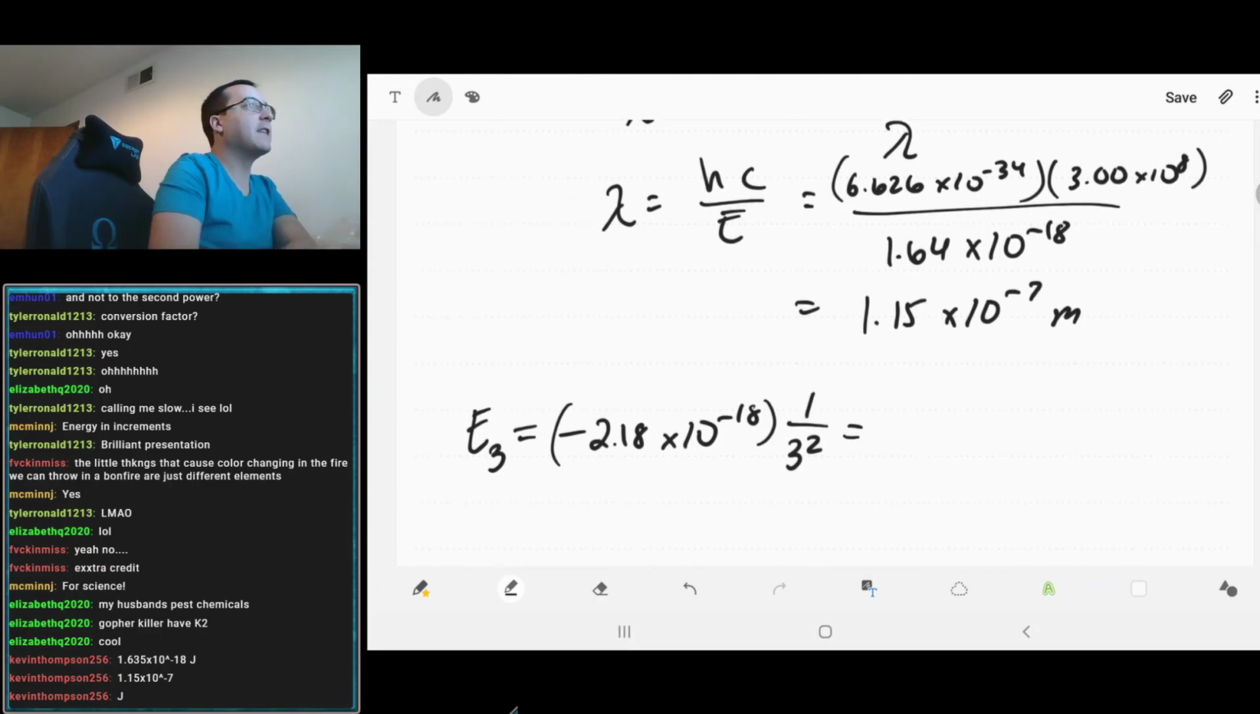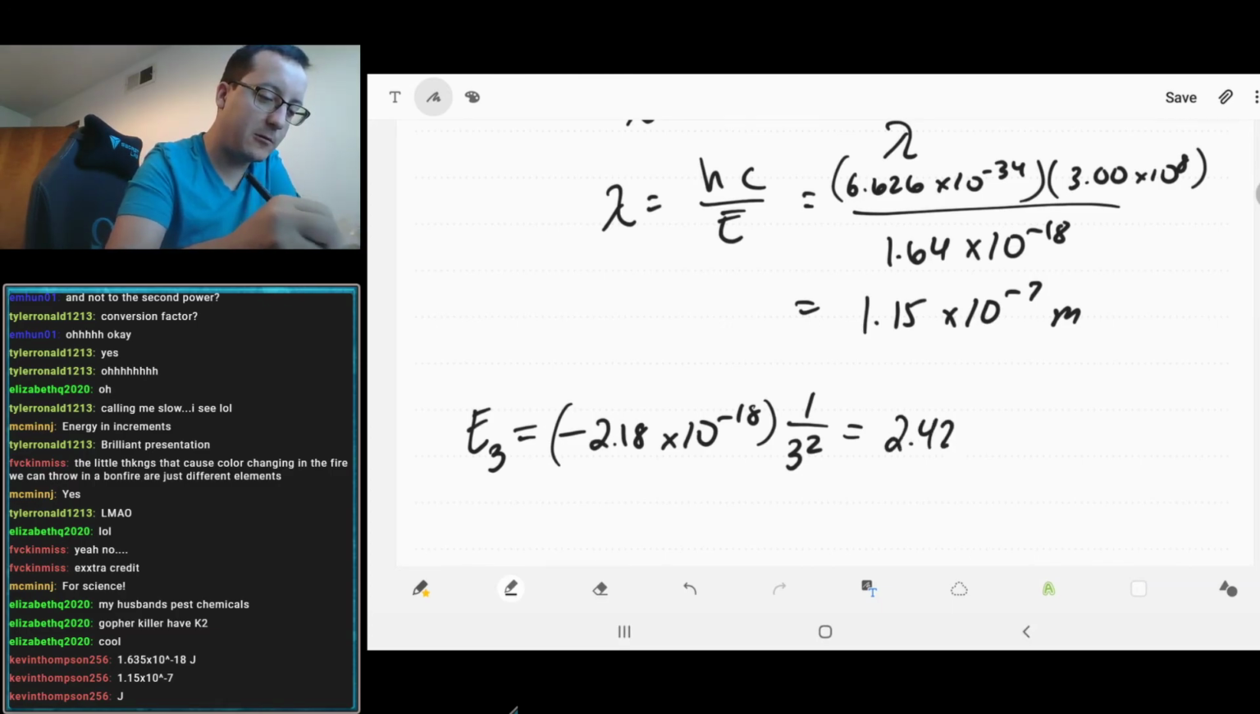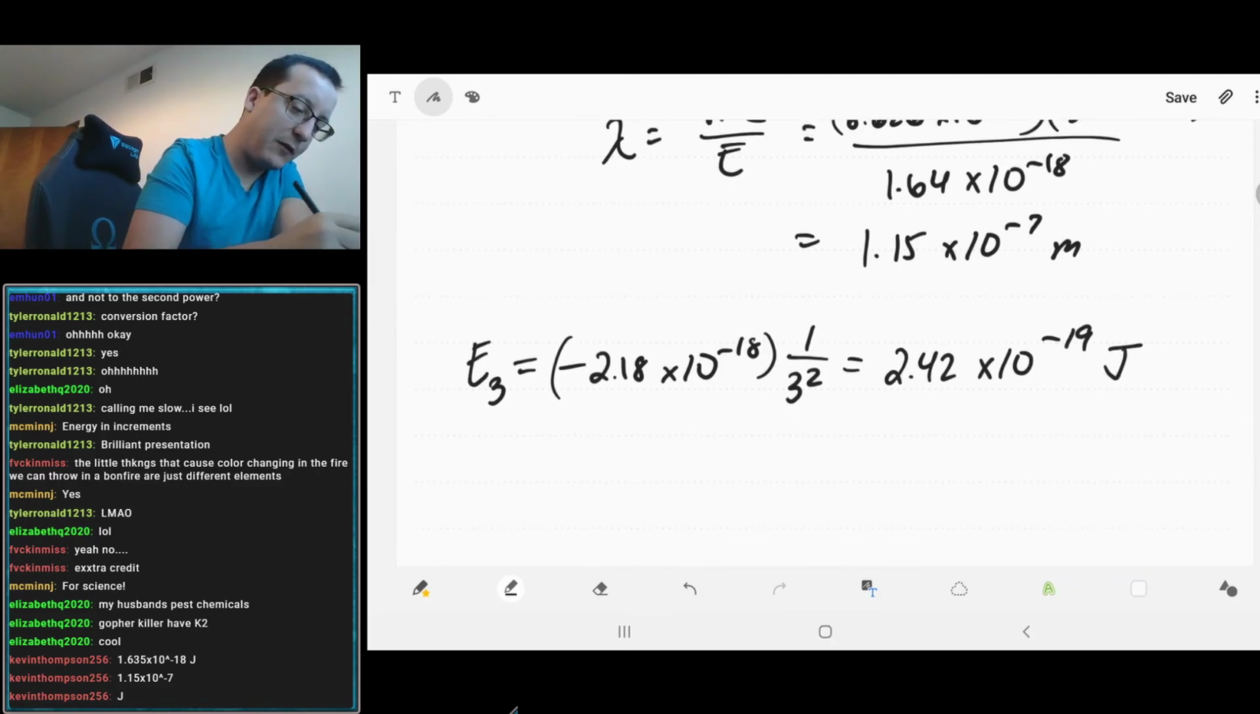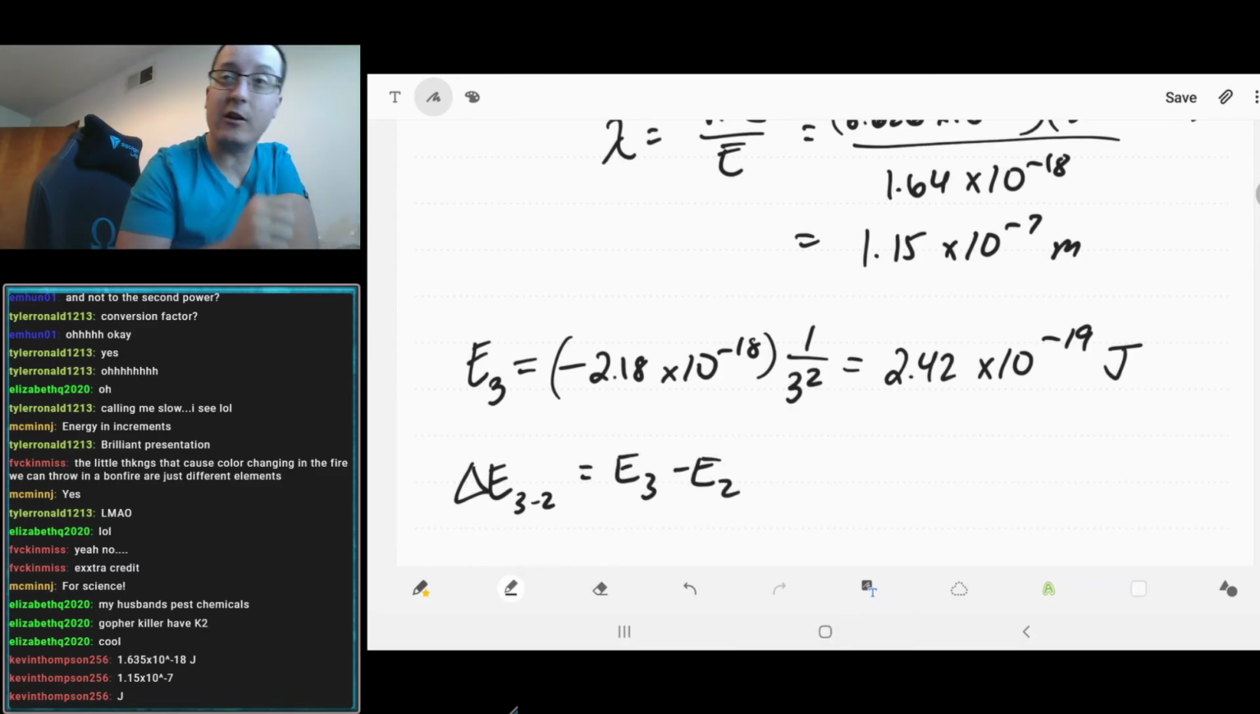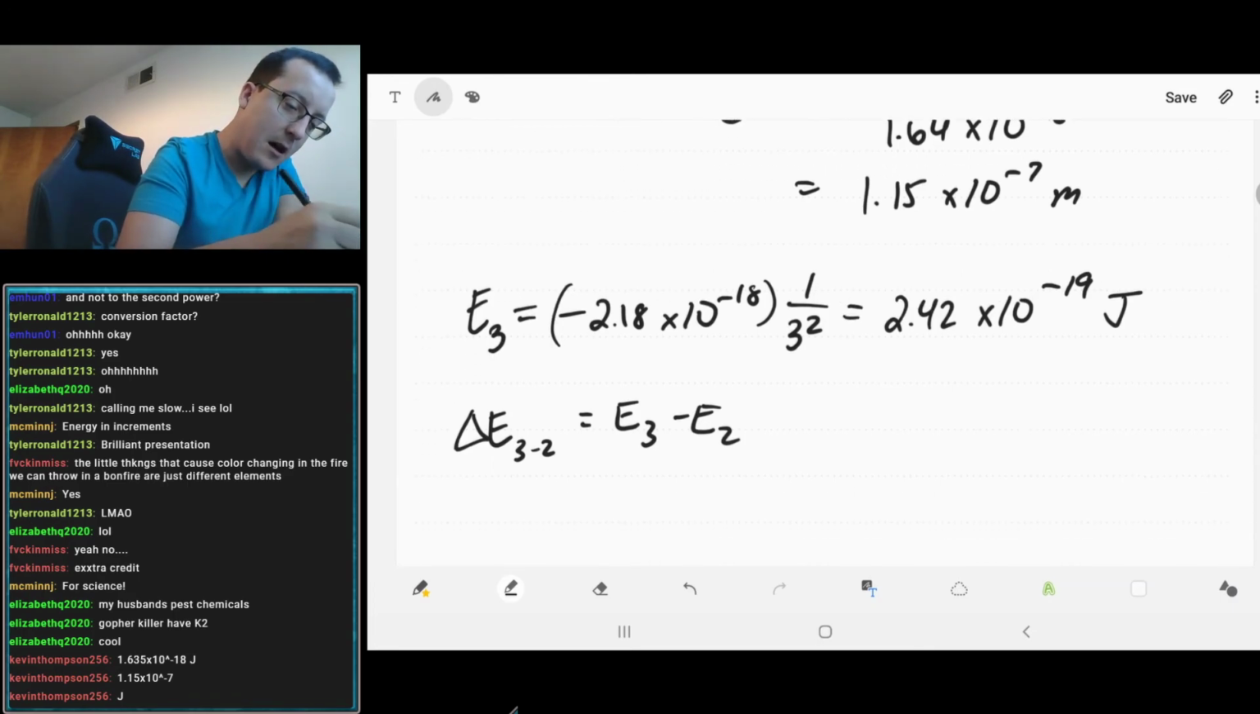Let's go ahead and look at the energy for the third level. Negative 2.18 times 10 to the negative 18 divided by 9. So that's negative 2.42 times 10 to the negative 19 joules. And so if we look at the energy difference between 3 and 2, we can also see what that's going to be. And so that's going to be, oh, sorry, that's negative.